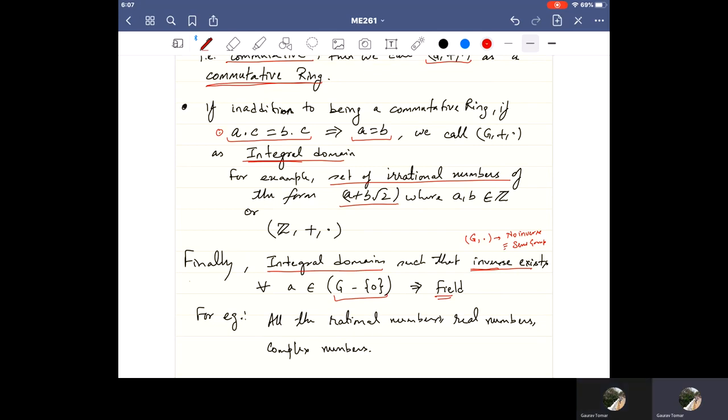For example, the set of real numbers, with respect to normal addition and multiplication, forms a field. What else? Complex numbers with respect to addition and multiplication also form a field. So they are examples of a field, and that's the most widely used algebraic structure that you will see, especially when it comes to the definition of a vector.